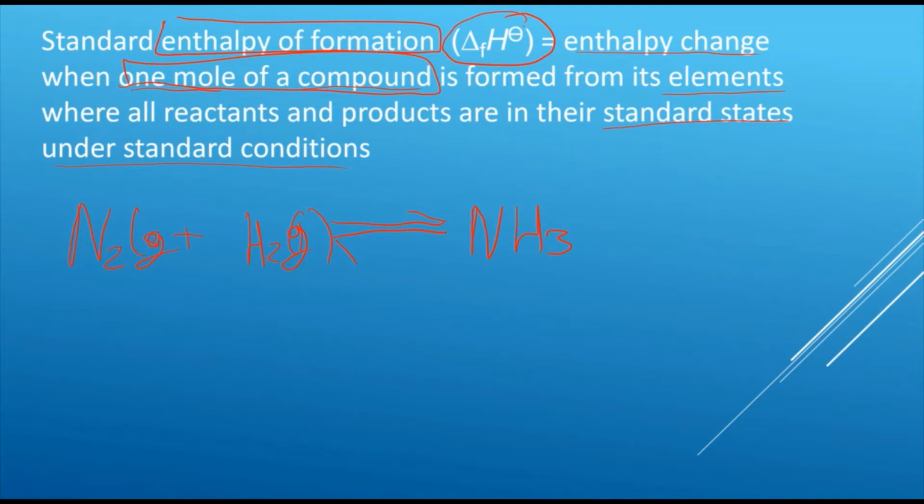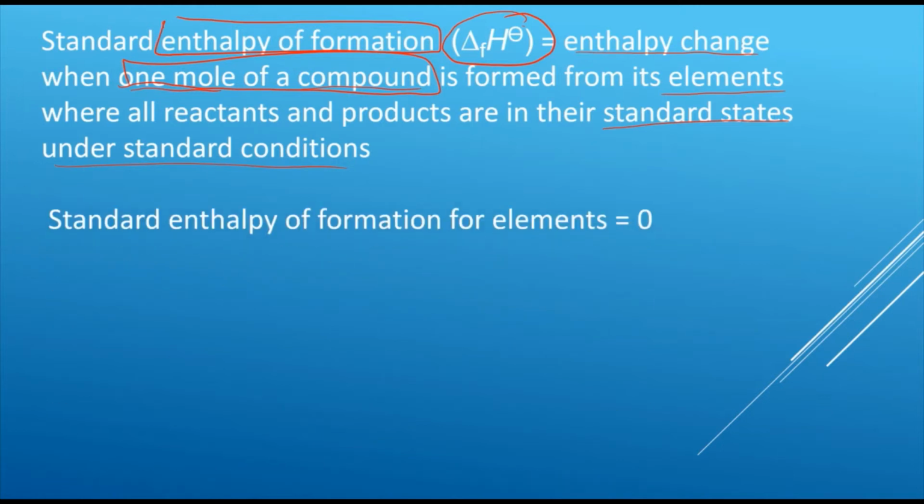What we can do about this is we can say that we will have 1.5 of H2, and for nitrogen we will have a half of N2 to make 1 mole of NH3. So this is what's meant by the standard enthalpy of formation. And the standard enthalpy of formation for elements will always be 0.